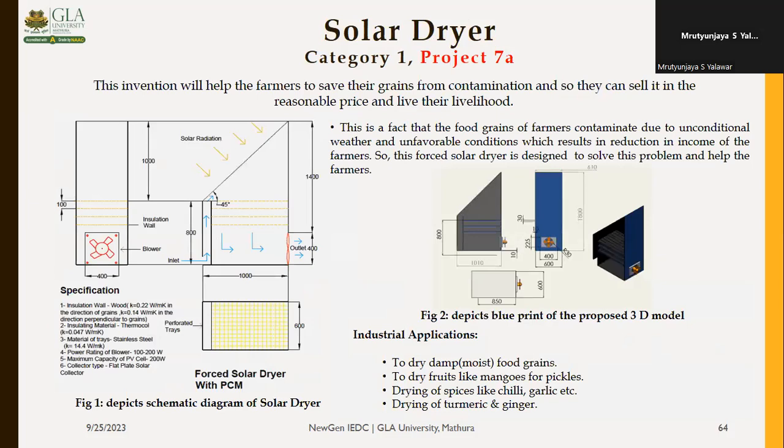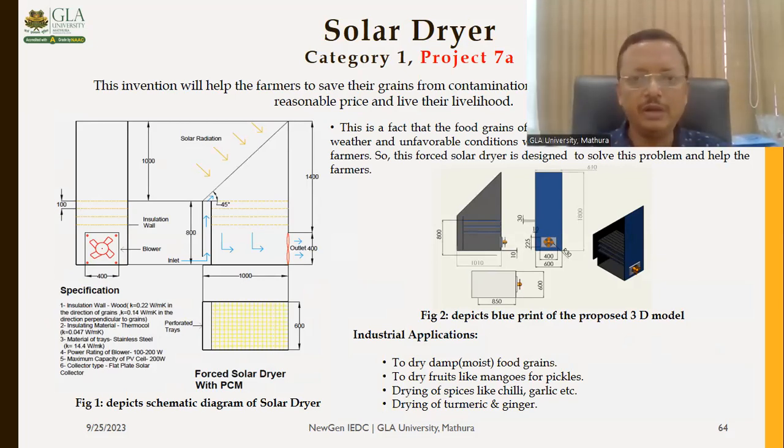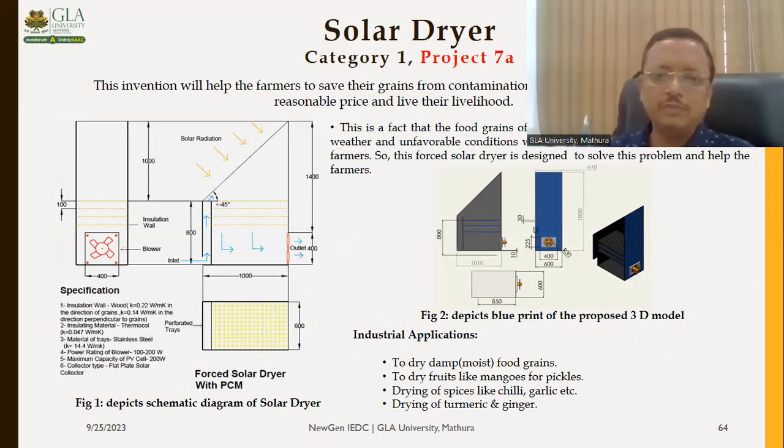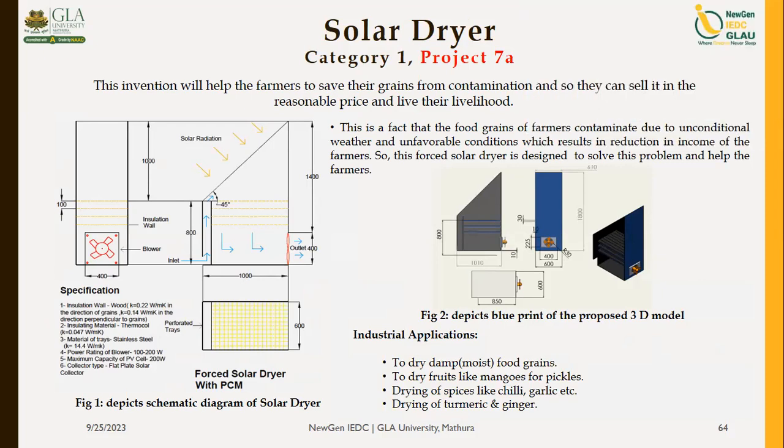This is a solar dryer, developed for our farmers. Due to climate change and rain in the field, sometimes the grains may get damaged. To protect the wheat, paddy and rice, we require a system. Suppose the grain gets wet, we have to make it dry.